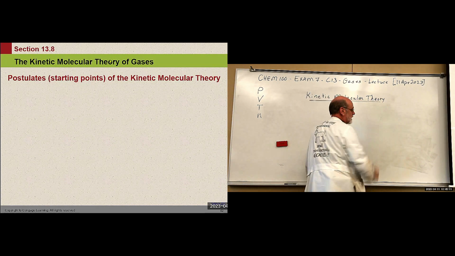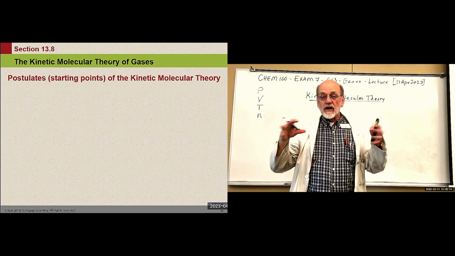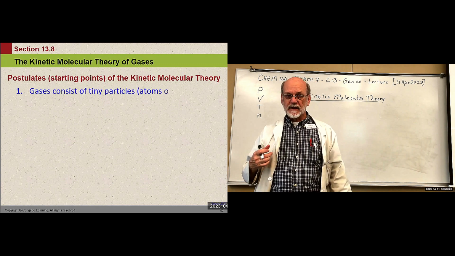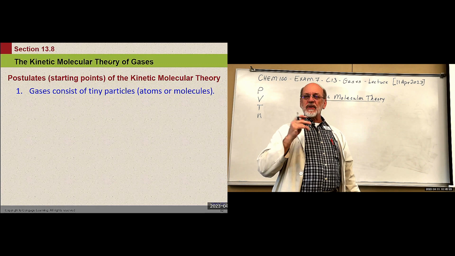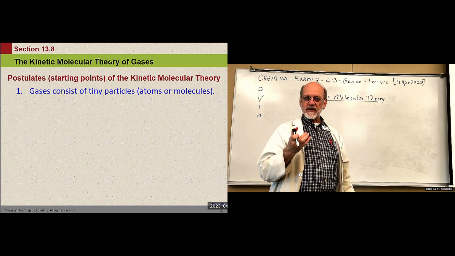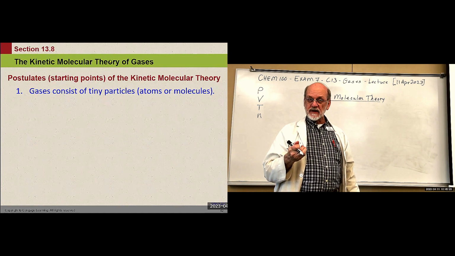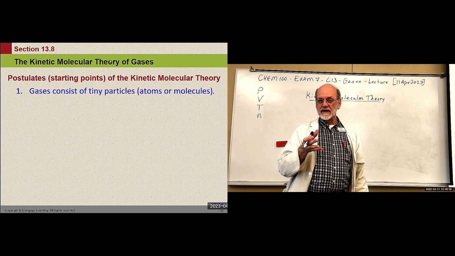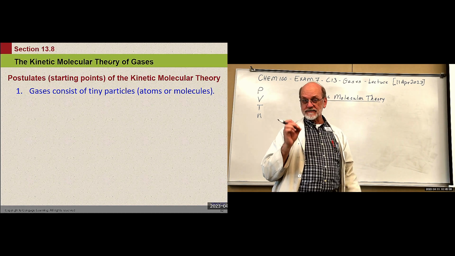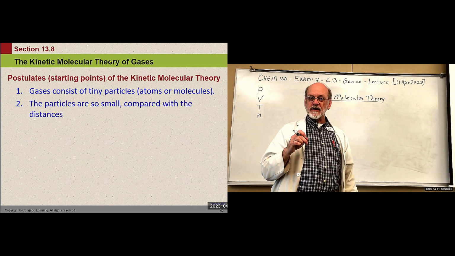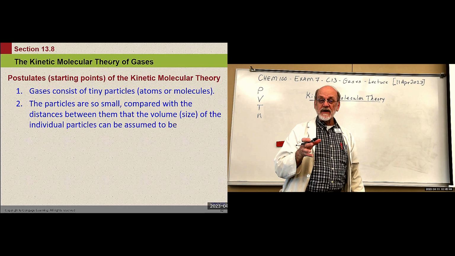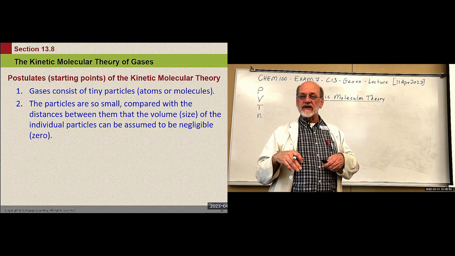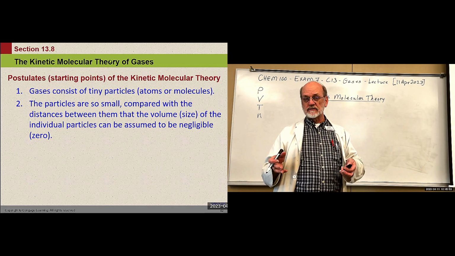Kinetic molecular theory attempts to explain why all of these laws work. Why do they behave the way they do? Right? And these are conditions, these are postulates. The kinetic molecular theory is based upon these postulates. Gases consist of tiny particles, atoms or molecules, or some of each. Very tiny particles. The particles are so small compared to the distances between them that their sizes don't matter. Their volume can be assumed to be negligible.